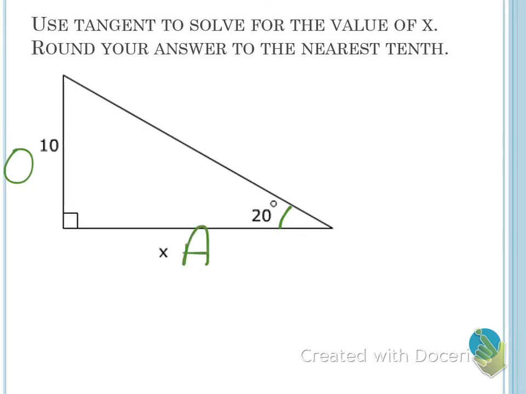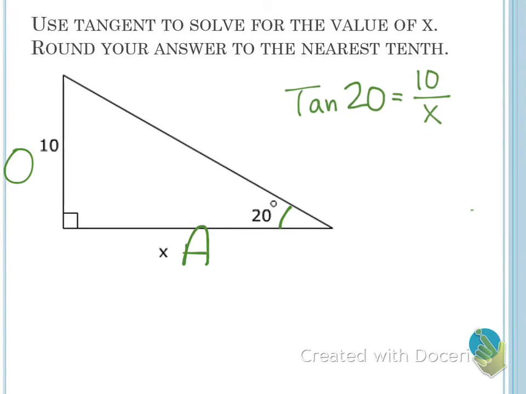I know it says tangent in the directions, but on your test, you will need to be able to decide which trig ratio to use. You would ask yourself which trig ratio deals with the opposite and the adjacent, and you would know that it is tangent. So tangent from what angle? From 20 degrees equals the opposite, which is 10, over the adjacent, which is x.